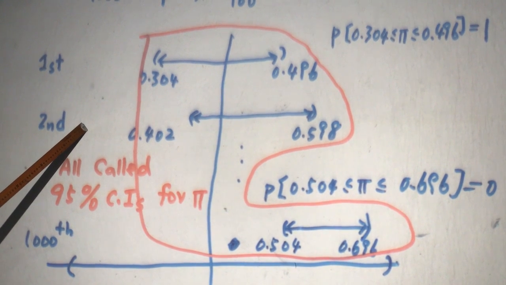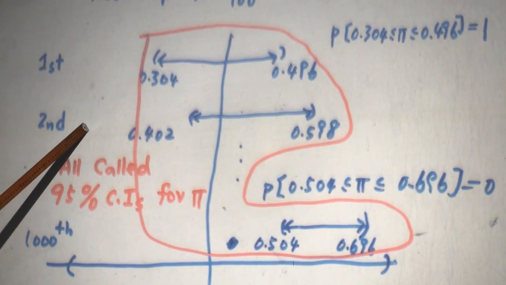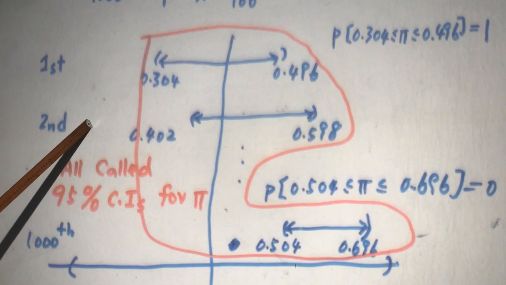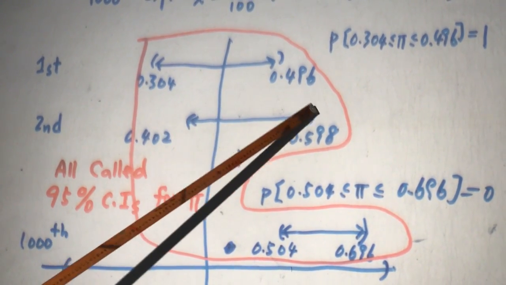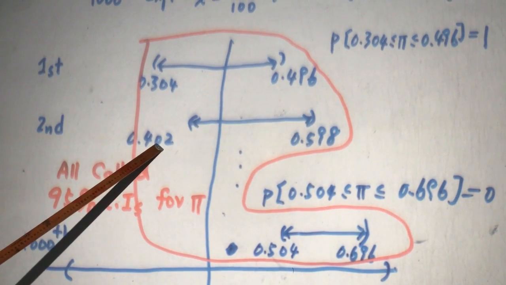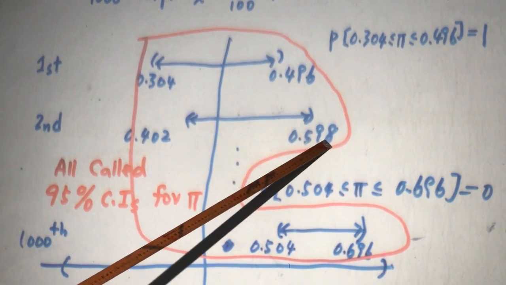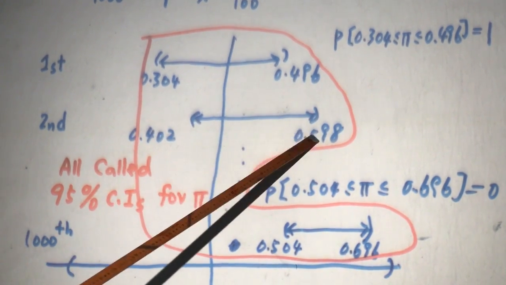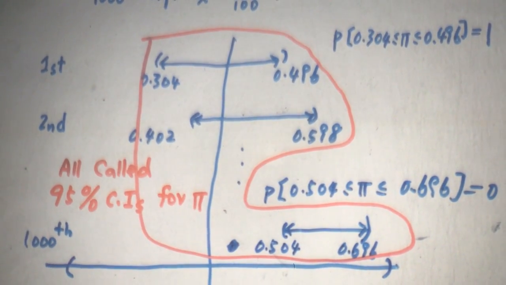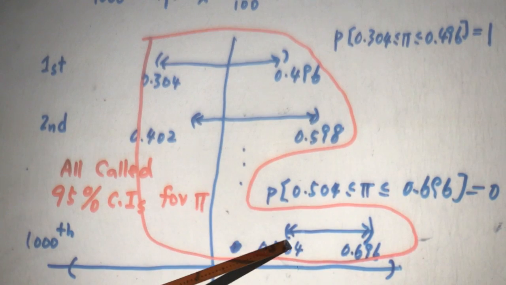Is that okay? And the second one, I see 50 heads. So n is 100, X bar is 50%. I plug in the formula. I get a 95% confidence interval from 0.402 to 0.598. Again, this one covers pi, so the probability this interval covers pi is 1.